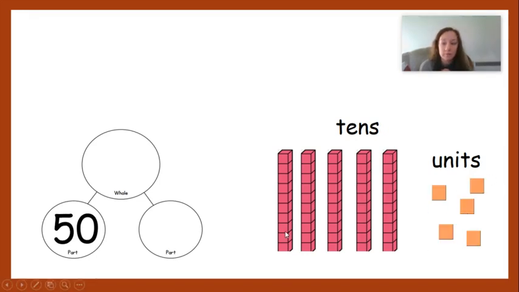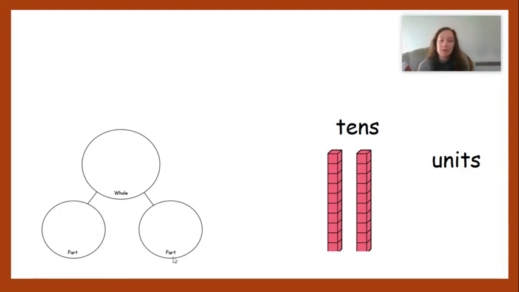1, 2, 3, 4, 5. Okay, so now we need to put them together and find out what our whole number is. So we've got 50 and we have 5. So 5 tens, 5 units. 55, well done.